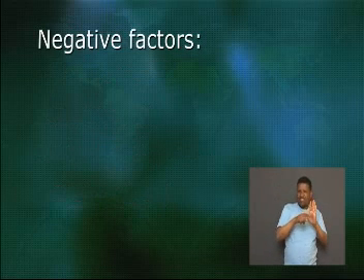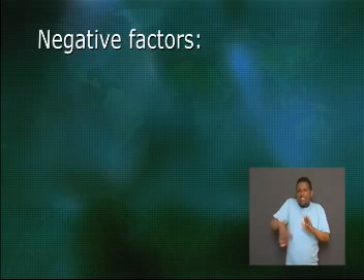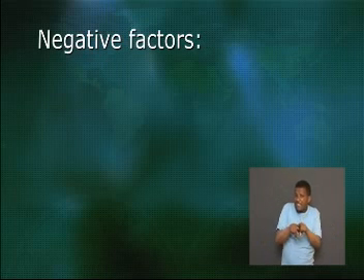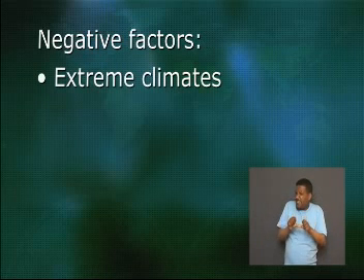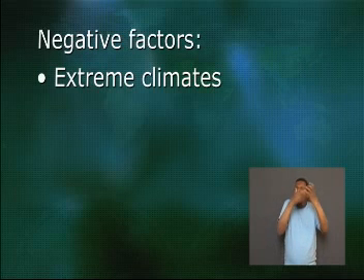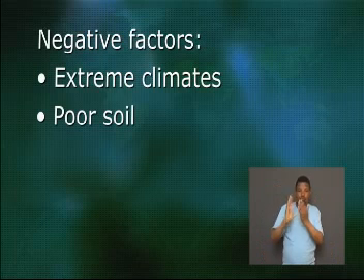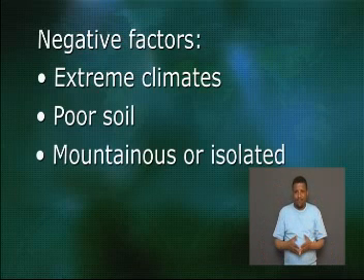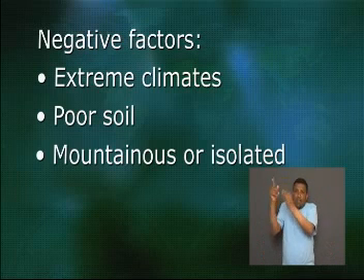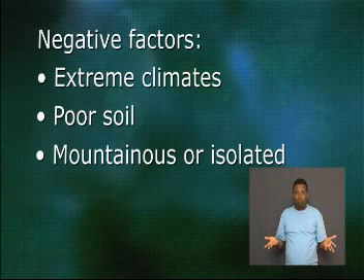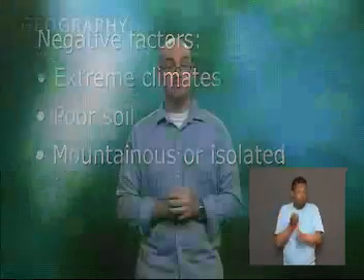Negative factors discourage the settlement of large populations. Such factors include extreme climates that are too hot, too cold, or too dry to live in. Climates with poor soil and mountainous or isolated areas of challenging terrain, which make trade difficult. Do you have some similar answers, students? Good work.